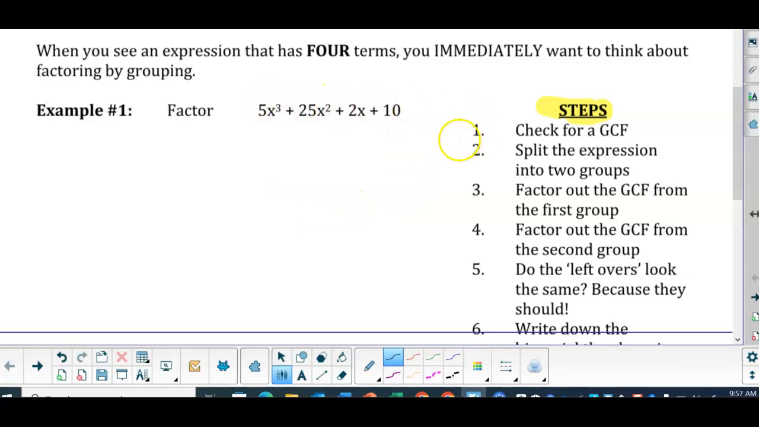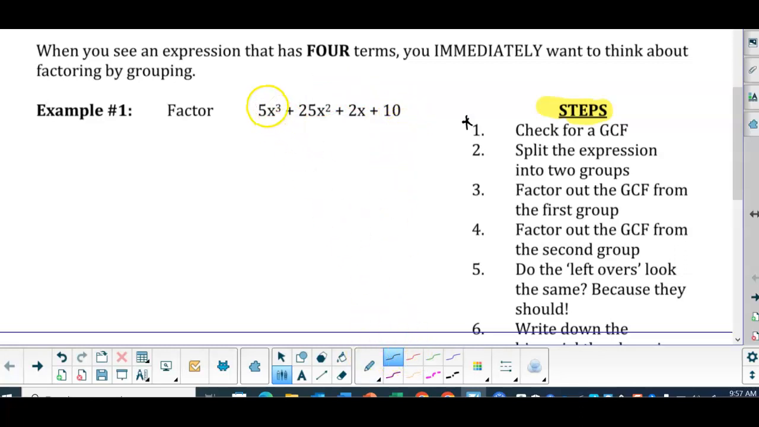So we're going to check for, this is always number 1, check for a GCF. There's a 5 and then a 25, okay, 2. Well, that doesn't go into 5, so there's no number GCF, but you also have to check your variables. We have an x cubed there. I do not have a variable there, so there's no GCF for the variables.